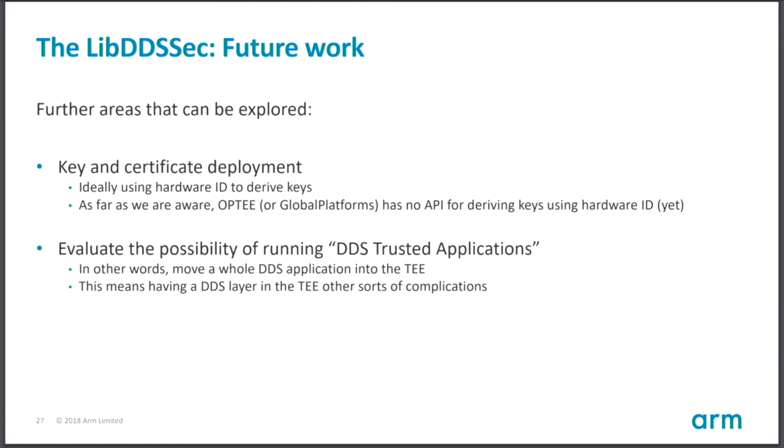There are a few things we could do in the future. I think one of the main ones is trying to use the hardware ID to derive the keys. So you can really say a given application or a given system is who they are, because the keys are derived from the hardware. As far as we are aware, OPT doesn't have that support yet, or even the GlobalPlatform doesn't have any APIs to do that in a generic way.